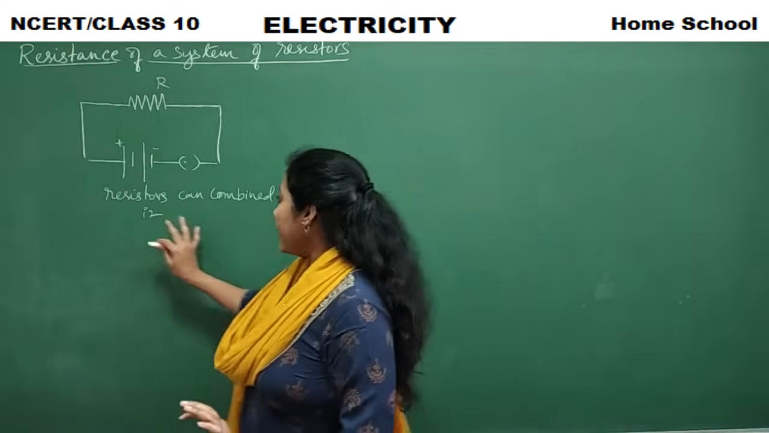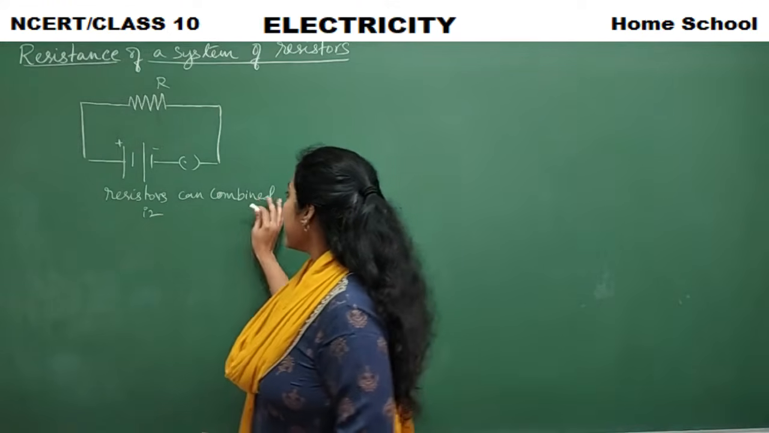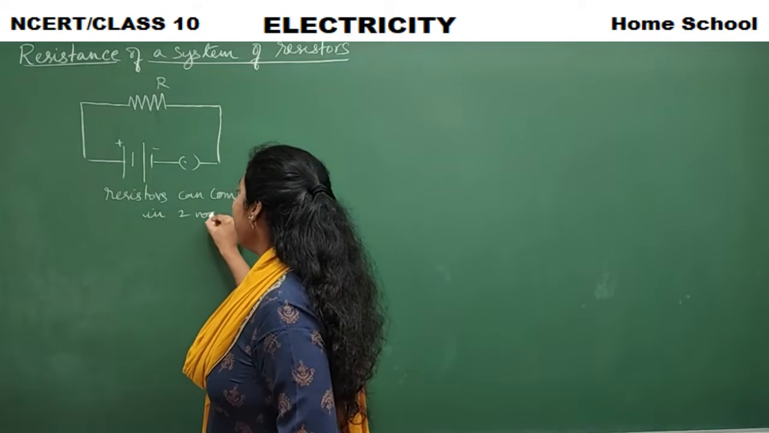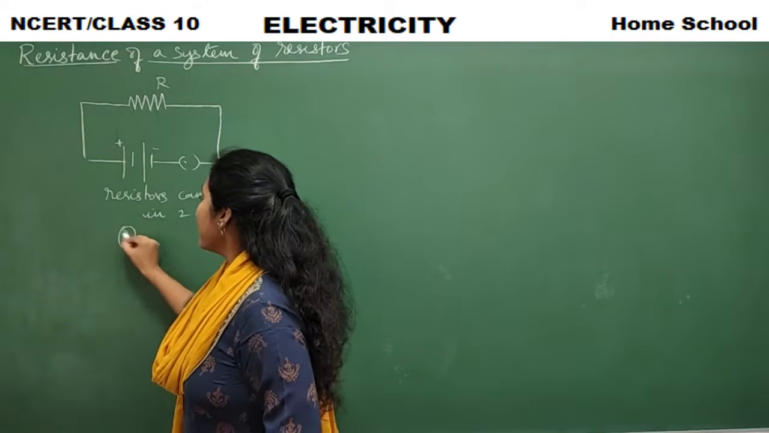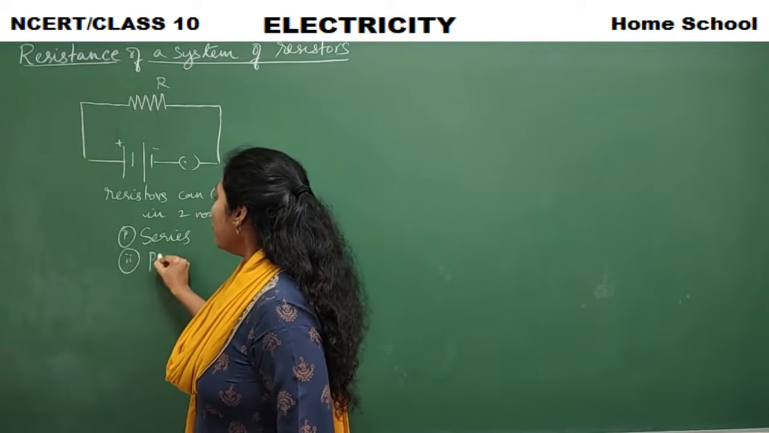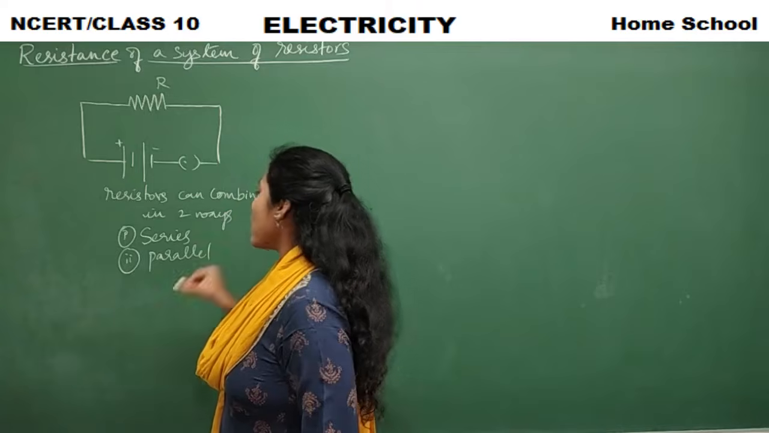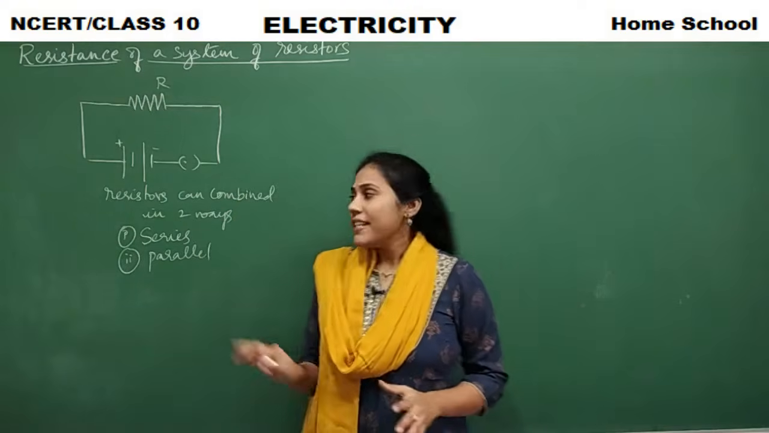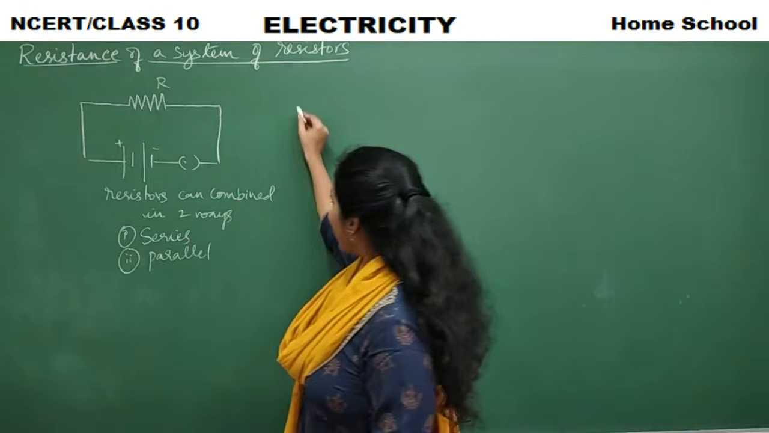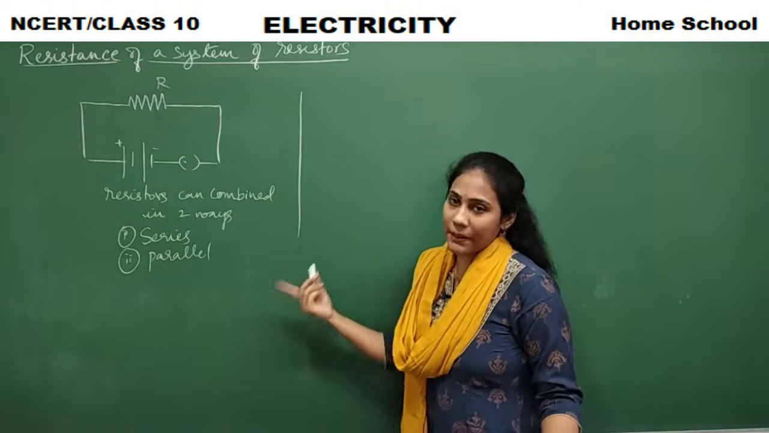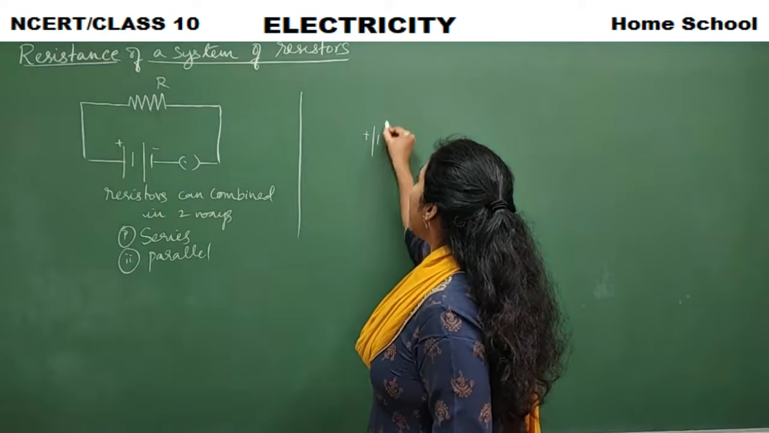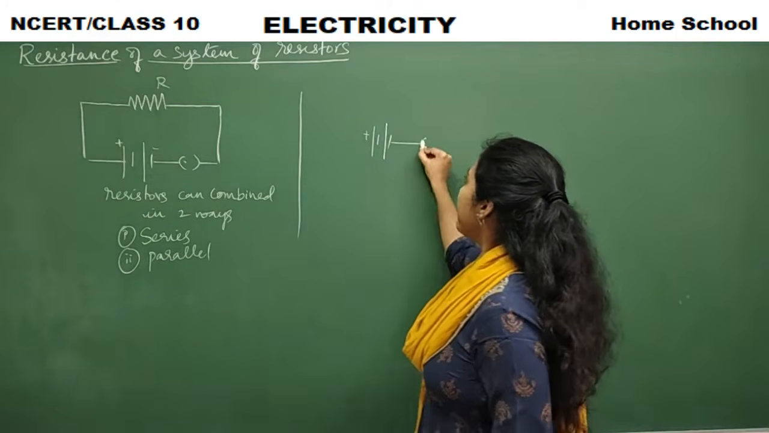Right? So what I would like to write here is resistors can combine in two ways, right? So what are they? Series combination and parallel combination, right? So what do you mean by series combination, combining in series? Let us see a circuit diagram for series combination. Actually, this is also important for board examination point of view. So how do you show a circuit diagram of series combination? It's very simple. It's normal.